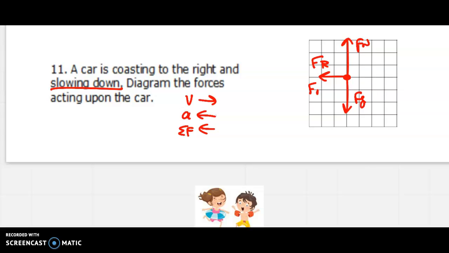I would be okay if you called that friction too, force of friction, or even if you call that force of drag. There's a lot going on whenever a car is moving. Anyway, I have nothing going to the right because it's just coasting to the right, moving forward still because of its inertia, and the acceleration is backwards.